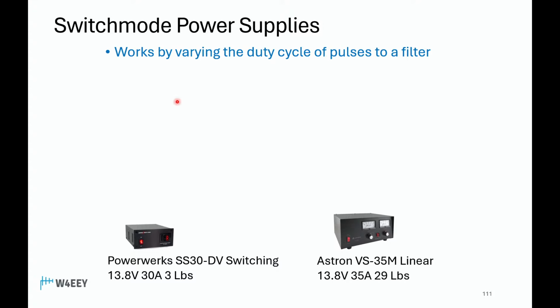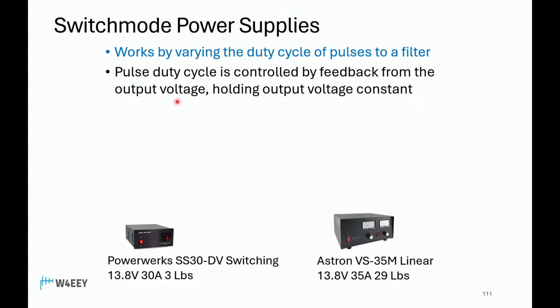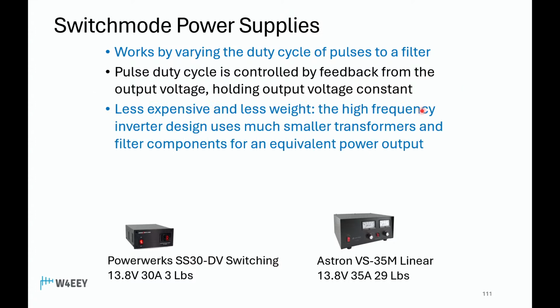Well, it works by varying the duty cycle of pulses to a filter, which by itself doesn't make any sense, but I'll show you a picture. Now, the pulse duty cycle is controlled by feedback from the output voltage, holding the output voltage constant. So it's sending pulses to its internal pass devices, if you want to call it that, causing the voltage to stay constant.